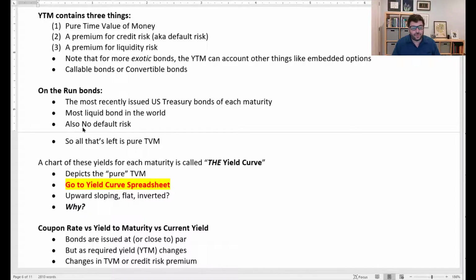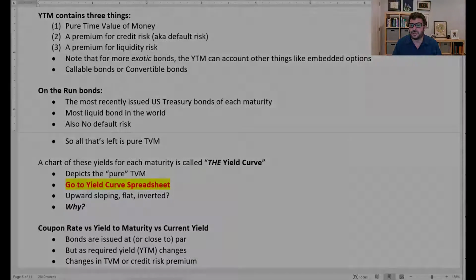And so it's very common to essentially put these values in a chart, and a chart of these yields to maturity for each maturity is referred to as the yield curve. Now there can be other yield curves for AAA or for other investment grades, but when people refer to the yield curve and they don't actually qualify it, what they are referring to is a chart depicting the yields to maturities for the most recently issued treasury bond of each maturity, the on-the-run treasuries, and this depicts the pure time value of money. So let me go to a spreadsheet where I have graphed these, and then we can talk about the shape of the yield curve and why we might observe that shape.